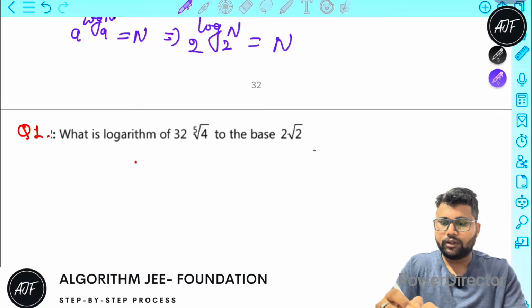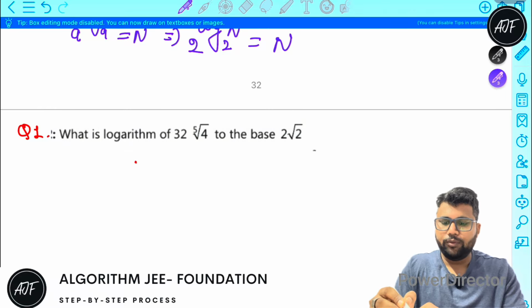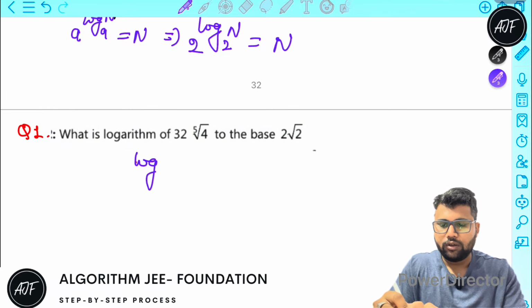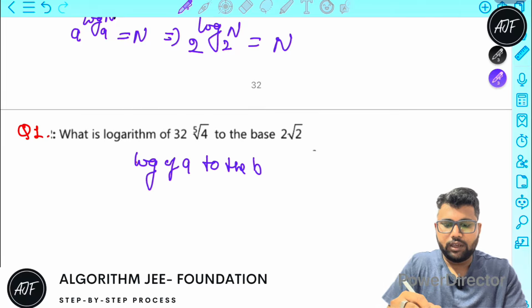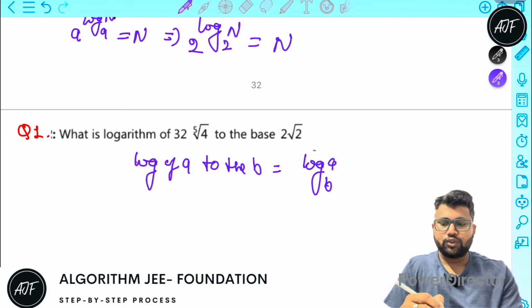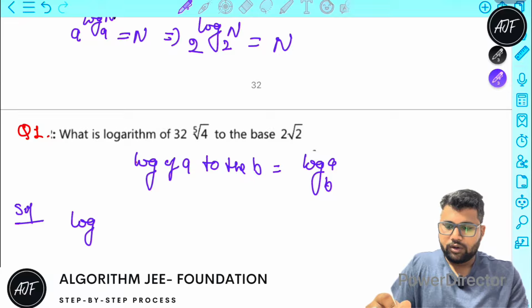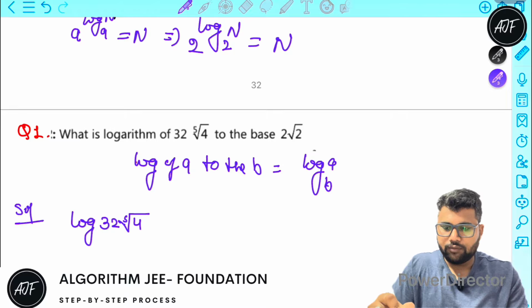So now, what is the log of 32 multiplied by 4 power 1 by 5 to the base 2 root 2? Okay, so suppose the given is log of a to the base b, the meaning is a power b, yes or no. So in this question, we have log of 32 times 4 power 1 by 5, to the base 2 root 2.